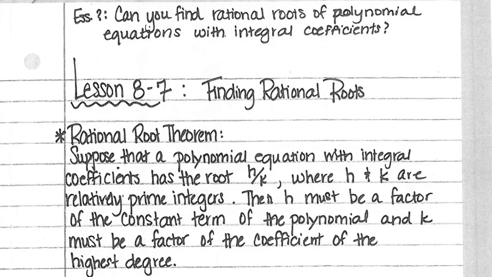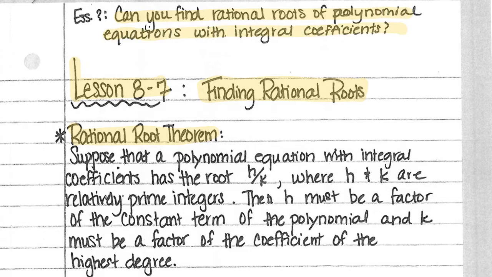All right, Algebra 2, moving on, still in Chapter 8. We are in Lesson 8.7, and we are finding rational roots. So remember, rational numbers are still real numbers. They're just real numbers that could be fractions or decimals. So we're using the rational root theorem to find those. Our essential question is, can you find rational roots of polynomial equations with integral coefficients?